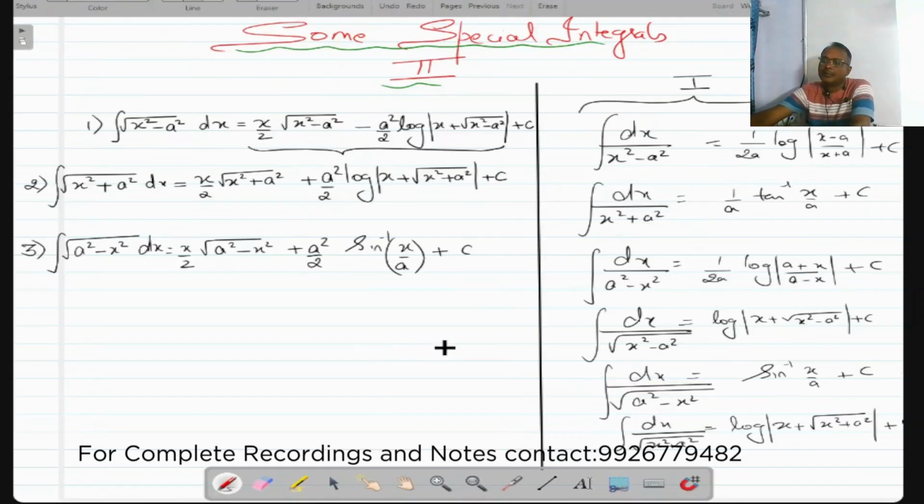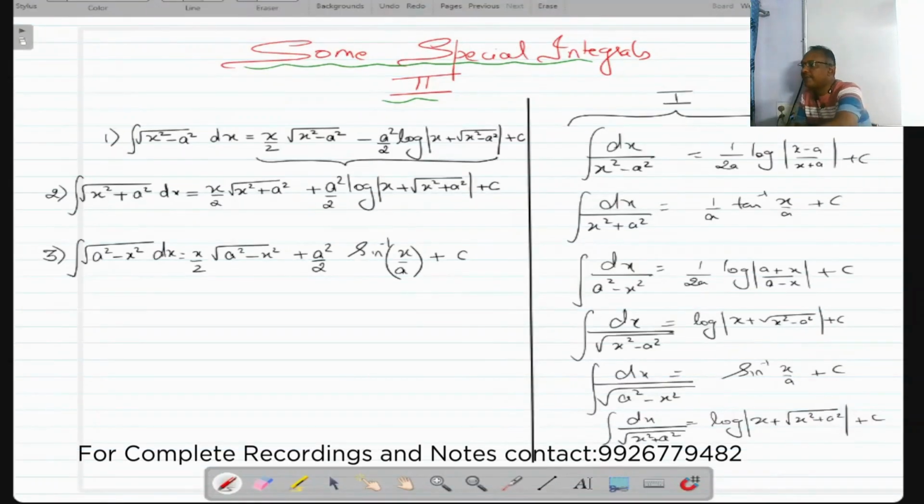Somewhat similar. These are the three special integrals to formula. Write down. I hope everyone have written.